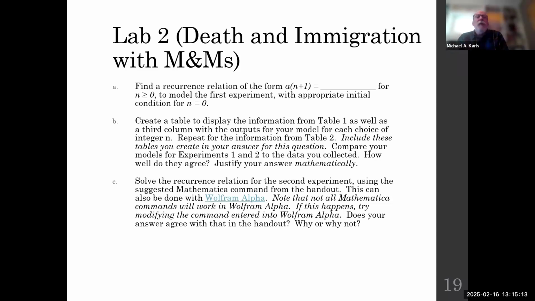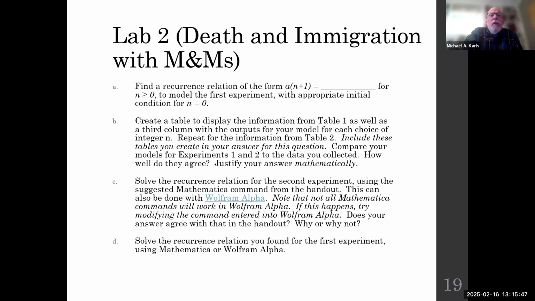In this project, it's discussed that you can use Mathematica's RSolve command to solve a recurrence relation, and I showed the students how to do this. I also showed them Wolfram Alpha, which you can use to solve things if you don't have a copy of Mathematica. The only issue there is that not all Mathematica commands will work in Wolfram Alpha when you type them in explicitly as you need them for Mathematica, so you may have to modify the commands.